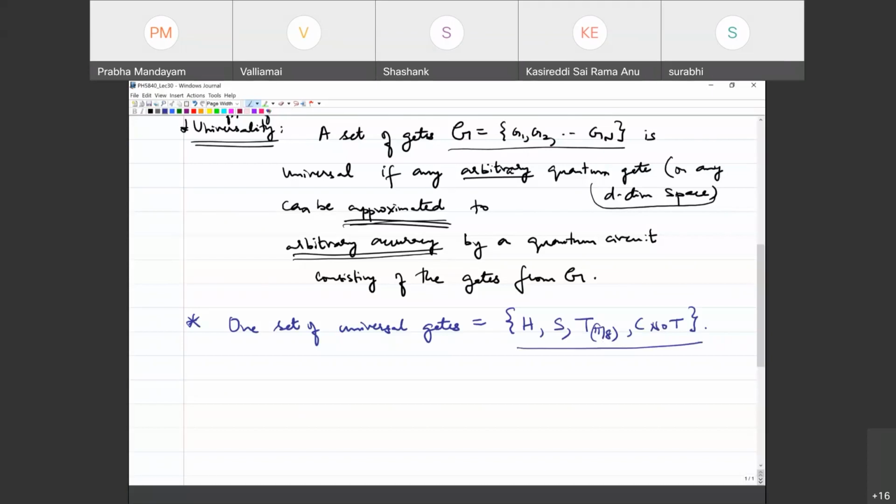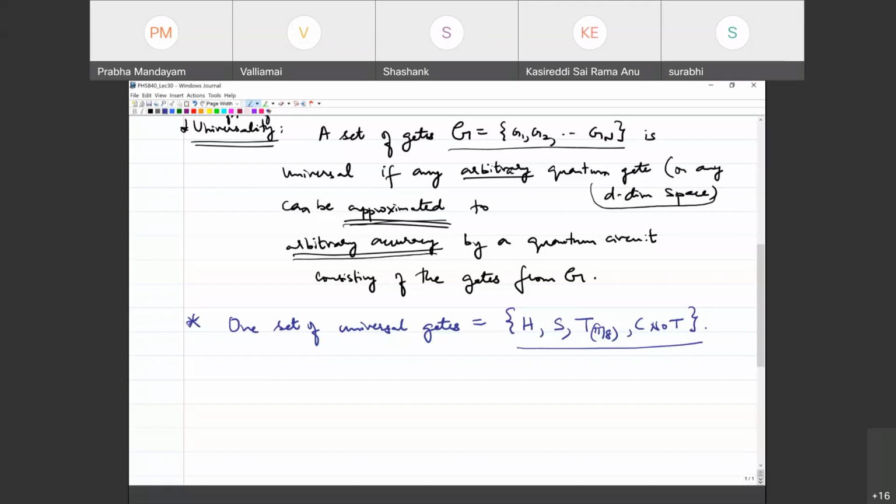Now, two of these gates in this set are redundant. It's enough for me to write down 3 gates instead of 4. Which is the pair that is redundant? Because one is just the square of the other. Which are those 2 gates?